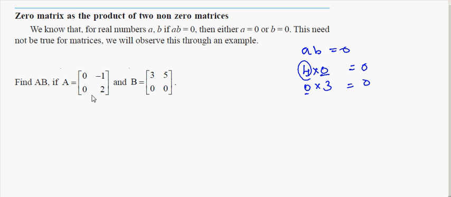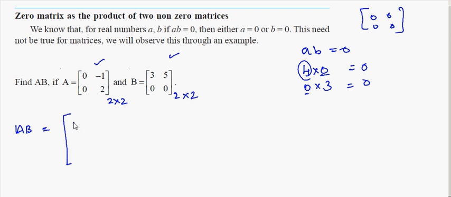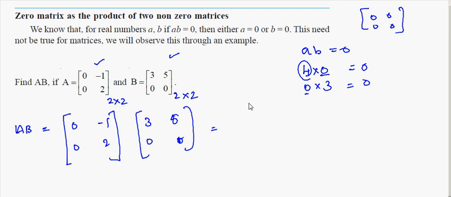Here in this case, let's take an example. Here A and B are two matrices, where these two are not 0 matrices. As you all know, in a 0 matrix, all elements should be 0. Here it is not a 0 matrix. So let's check whether we will get the product to be a 0 matrix. The order of A is 2 by 2. The order of B is also 2 by 2. Hence the product AB is defined. So how to multiply? Here A is 0, minus 1, 0, 2, and B is 3, 5, 0, 0. So when you multiply, what happens?